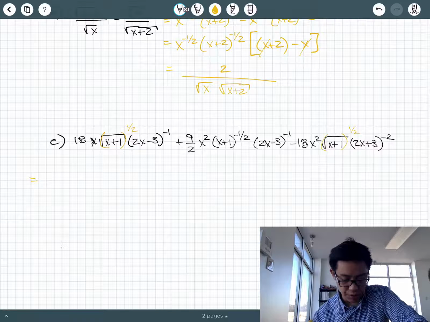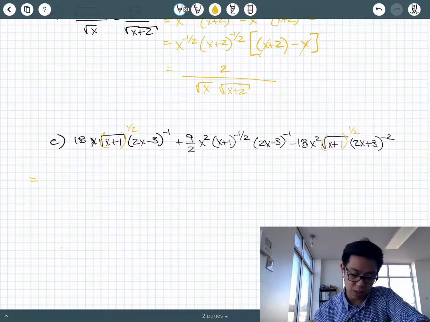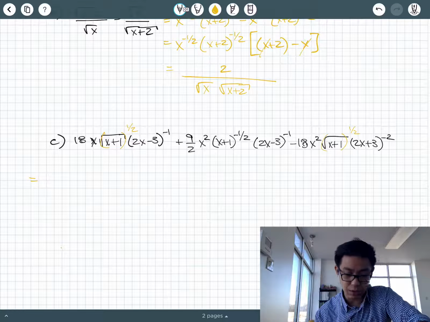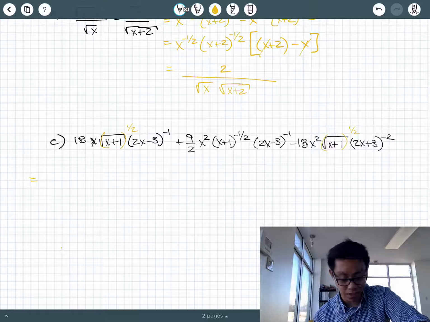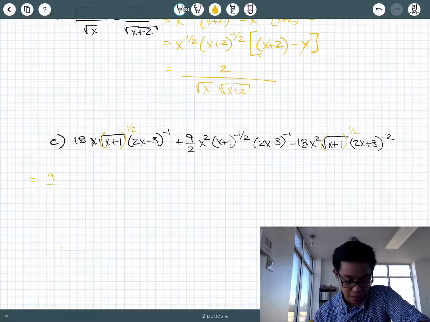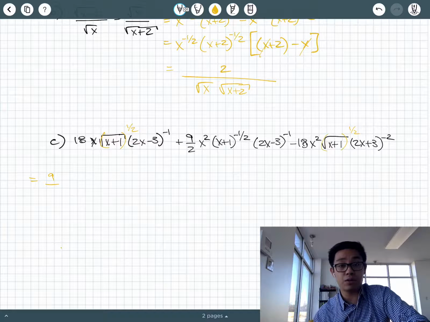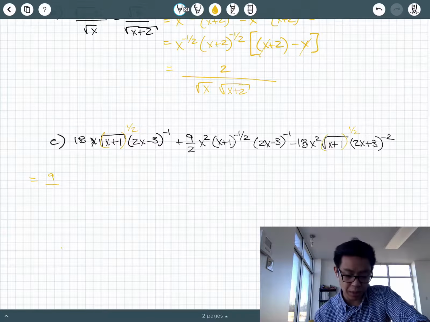Let's start with the coefficient. The coefficient on this is the numerator. We have an 18, 9, and a negative 18. What's in common there? A 9. The denominators are 1, 2, and 1. What's the common denominator there? It's going to be 2.